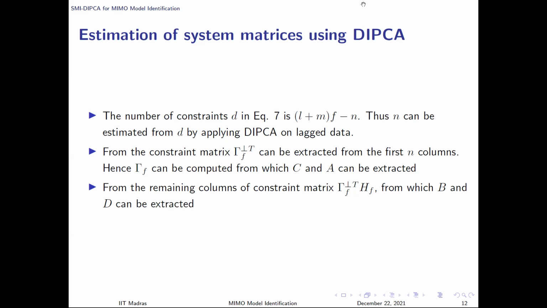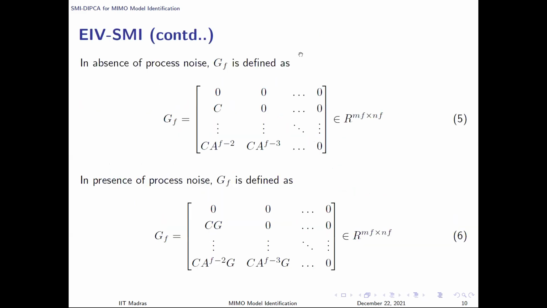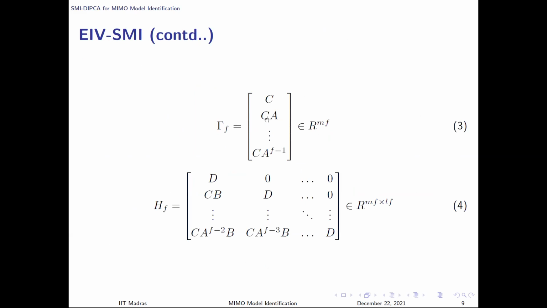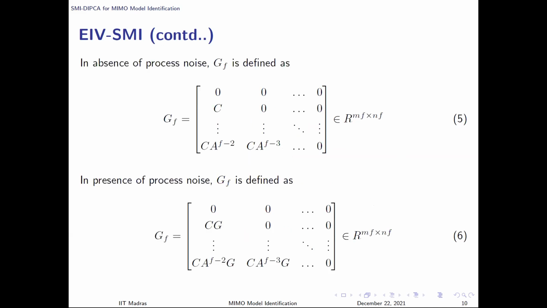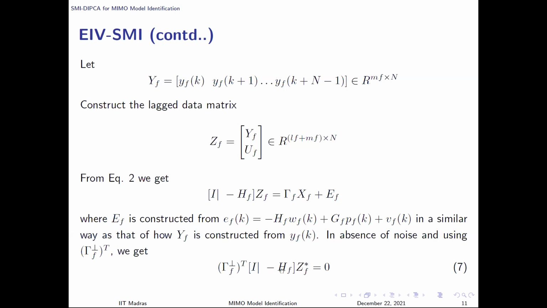Right. But the block Toeplitz matrix from any realization would still have the same structure, no? HF. But gamma F, for example, because HF goes away when you multiply with gamma F orthogonal, no? See, Shankar, can you go to the next slide where you have written everything in terms of this equation 7? When you look at equation 7, you will identify only a basis for gamma F orthogonal complement transpose times that I partition minus HF. So you will not get exactly gamma F orthogonal complement transpose.